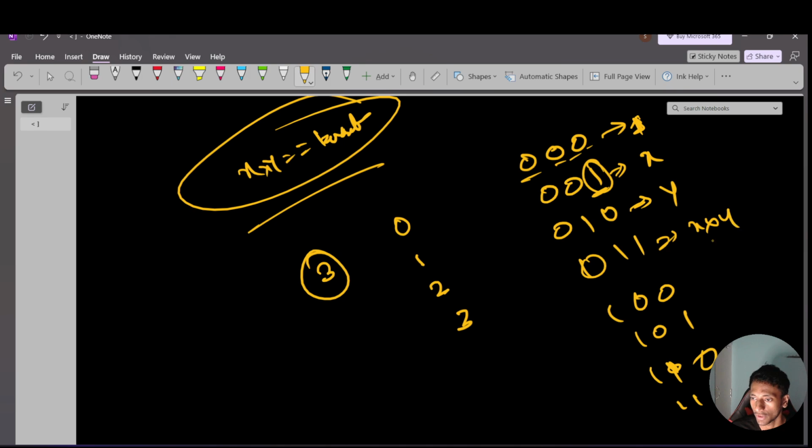Here it is x into y. Here only z is present. Here z into x is present. Here z into y. Here z into x into y. So you can see that I can generate all possible subsets.